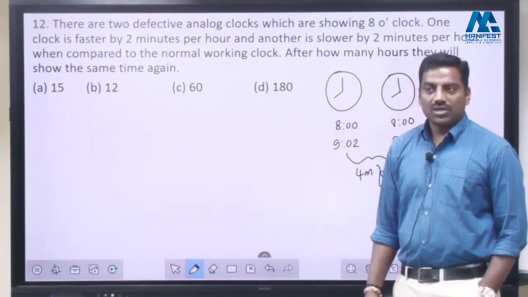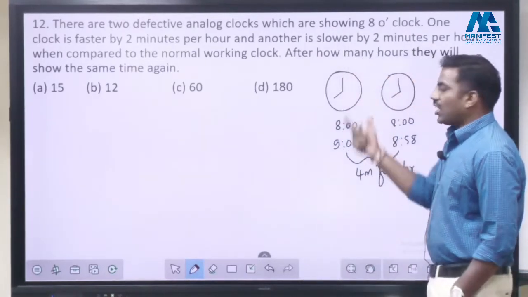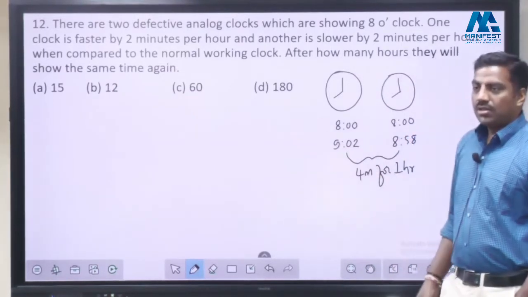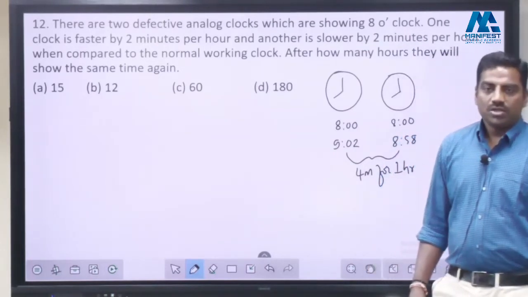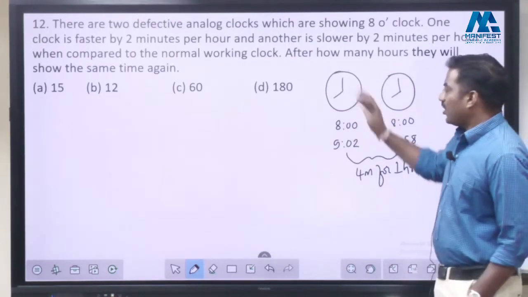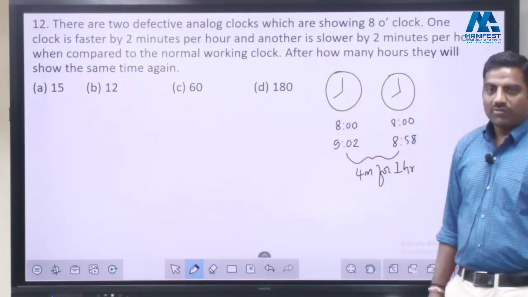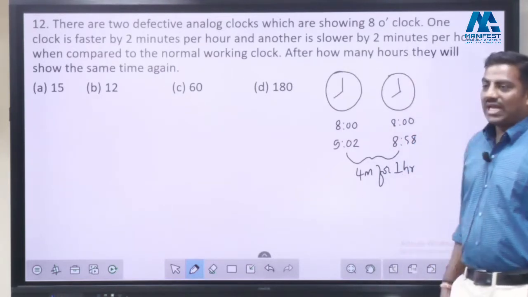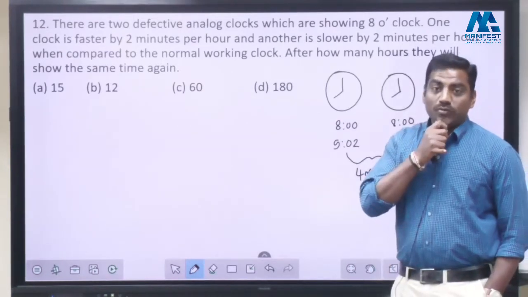4 minutes, 1 hour. Now tell me, if this clock is showing 8 o'clock, after how many hours it will show the same time? 12 hours? Yes. So after 12 hours, it has to show me 8 o'clock. But will it show? So I have to wait more than 12 hours.